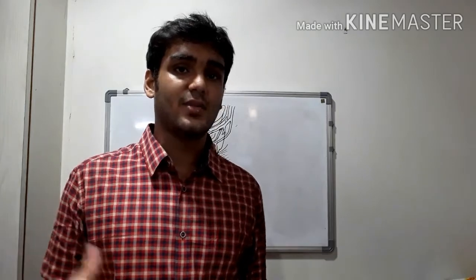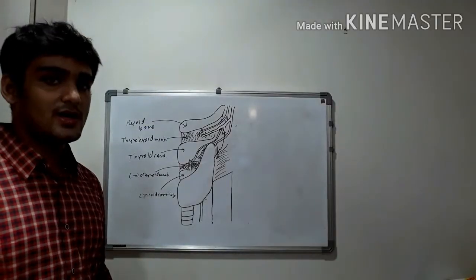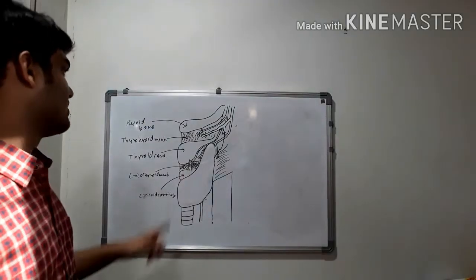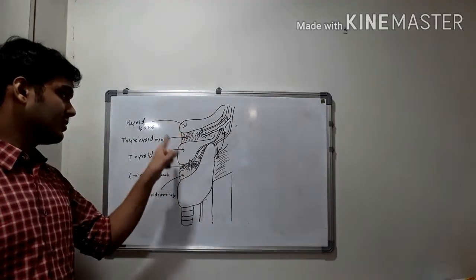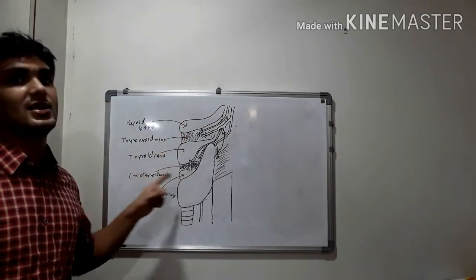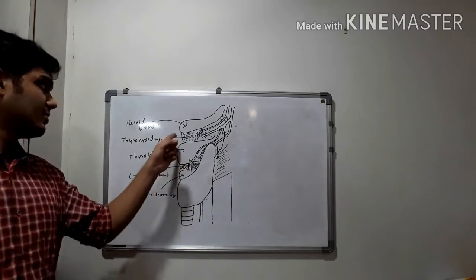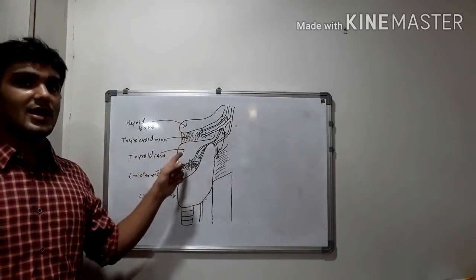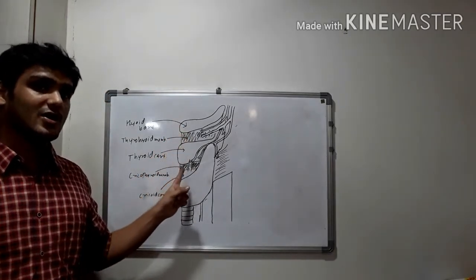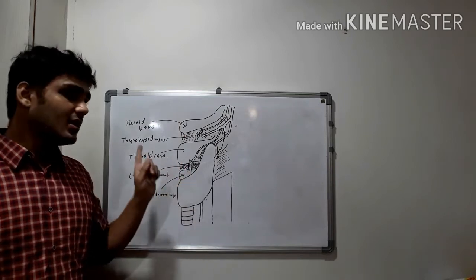So now we shall discuss the relations of various parts of the thyroid gland, and let's begin with the apex and the medial surface. Firstly, let's get oriented with the structures present in the diagram. This is the hyoid bone, this is the thyroid cartilage, and this is the cricoid cartilage, and the various structures joining them. The thyrohyoid membrane joins the thyroid cartilage and the hyoid bone. The cricothyroid membrane joins the cricoid cartilage and the thyroid cartilage.